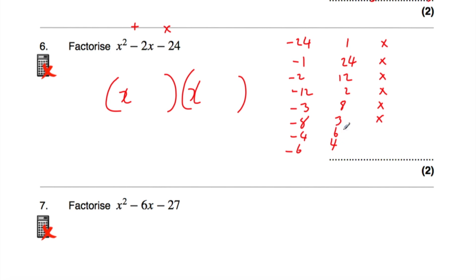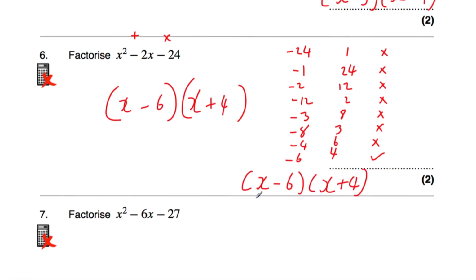Negative 4 plus 6 is equal to 2. We want negative 2, so no. And finally, negative 6 plus 4. Well, negative 6 plus 4 would be negative 2, and we want negative 2. So that means instead of our brackets, we'd have x minus 6 and x plus 4. And that's it. So our answer would be x minus 6, x plus 4.